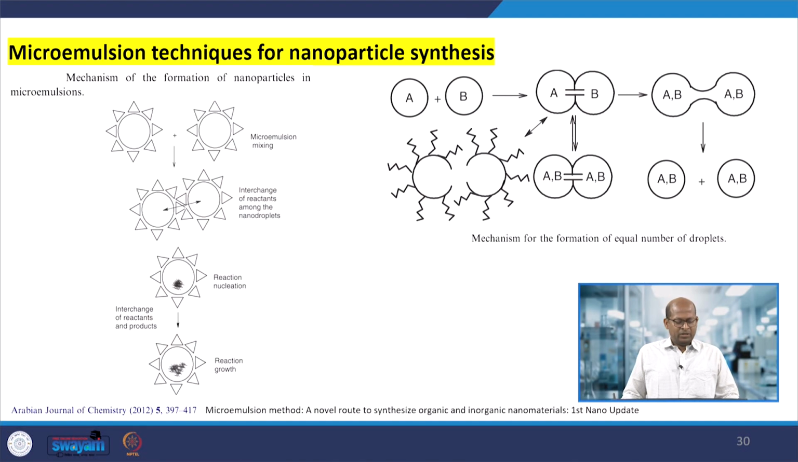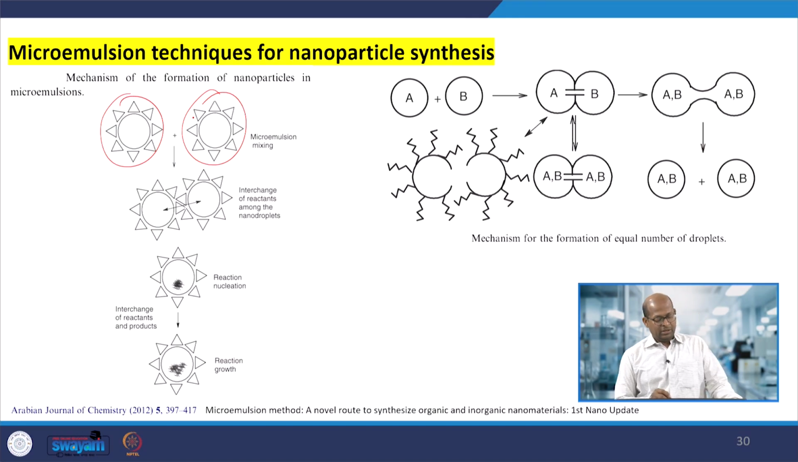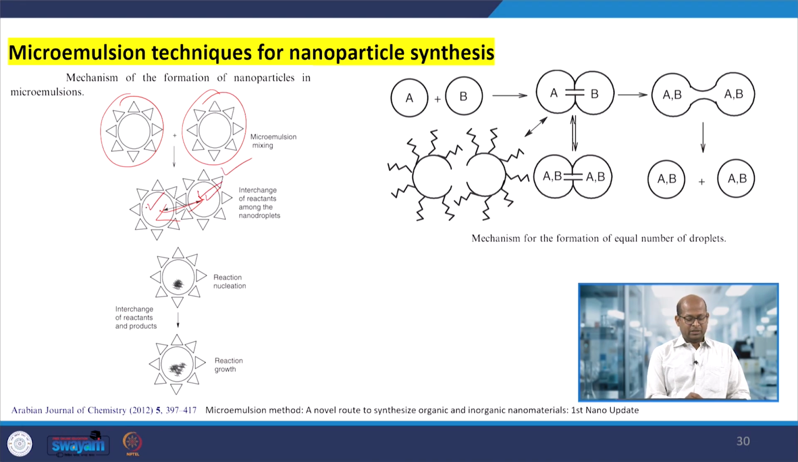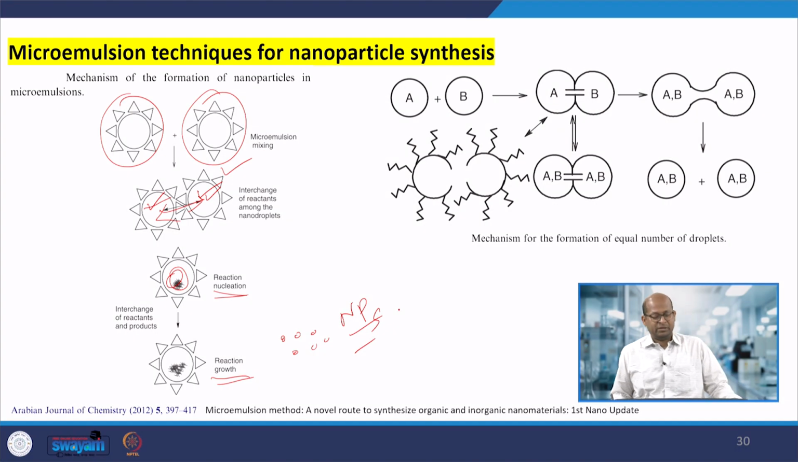Here is the mechanism: one microemulsion and another microemulsion interchange their reactants between the two droplets. This is one reactant, this is another reactant, and after that they react, nucleate, and form particles. After that, if we calcine or heat at a particular temperature, small nanoparticles can be formed using this microemulsion technique.